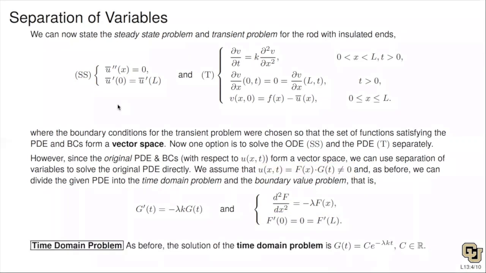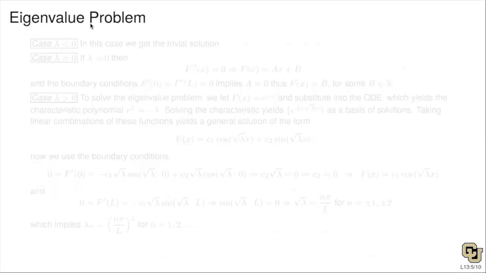And so with the time domain problem, as always, you get this exponential solution that depends on lambda. So we have to keep track of lambda now. In the boundary value problem, we'll see there's more than one lambda. So we'll get more than one time domain problem, one for each lambda, which we can coordinate with the solutions of the boundary value problem and then put them together to create the product solution. So if lambda is less than 0, we get a trivial solution. I'll let you think about that.